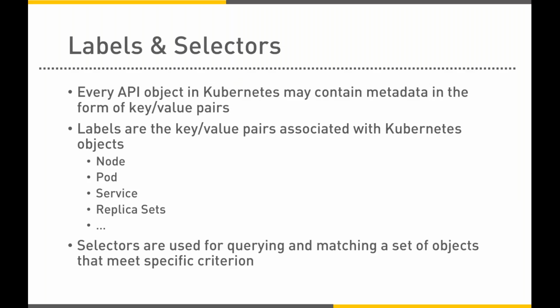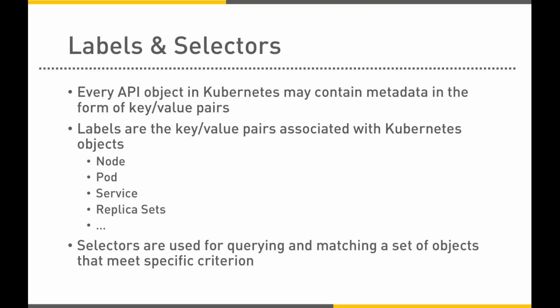So we have gone ahead and created the first pod. Then labels and selectors. This is a very important concept. So every API object, like a pod that we create in Kubernetes, will contain additional metadata. And this metadata is nothing but a set of key value pairs. And every object, basically a node in Kubernetes is an object, a pod is an object, a service is an object, a replica set is an object. So everything that you create in Kubernetes is an object. And every object is associated with a set of key value pairs, which are called labels.